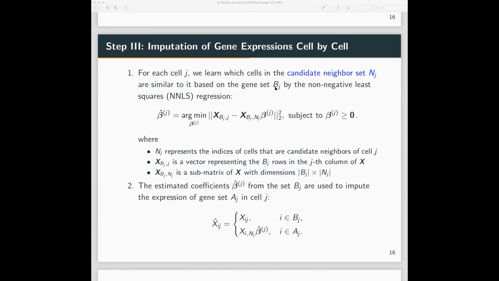I see. So if there are many non-zero coefficients, then you just take an average of that? If there are many, then we just use the coefficient estimates we got from here, which we call beta hat J. Those coefficients are actually used as weights to average the gene expression in those similar cells. I see. Got it. Thank you so much. You're welcome.